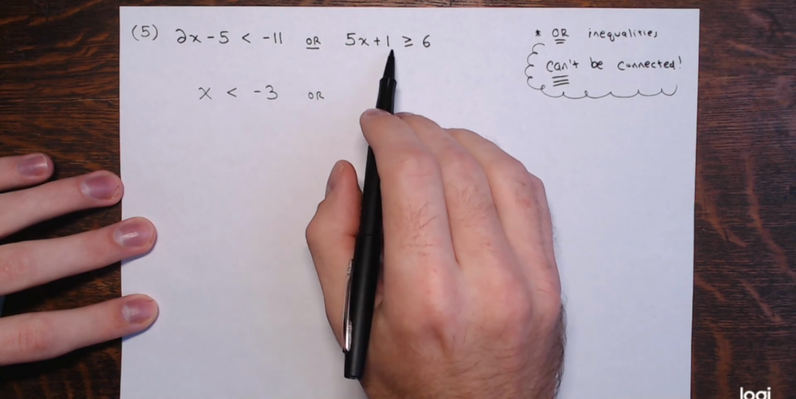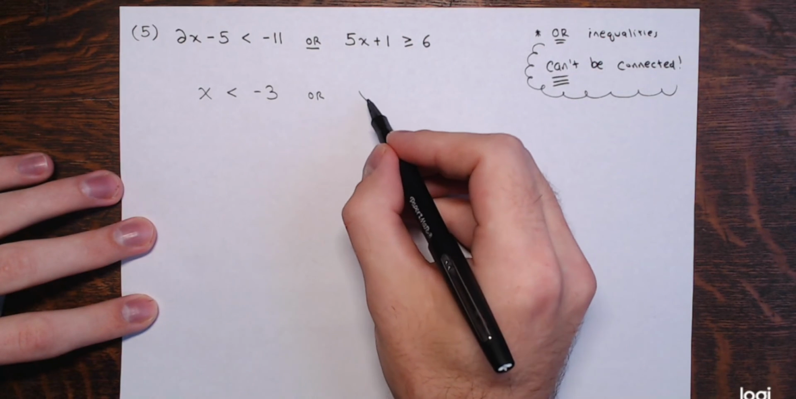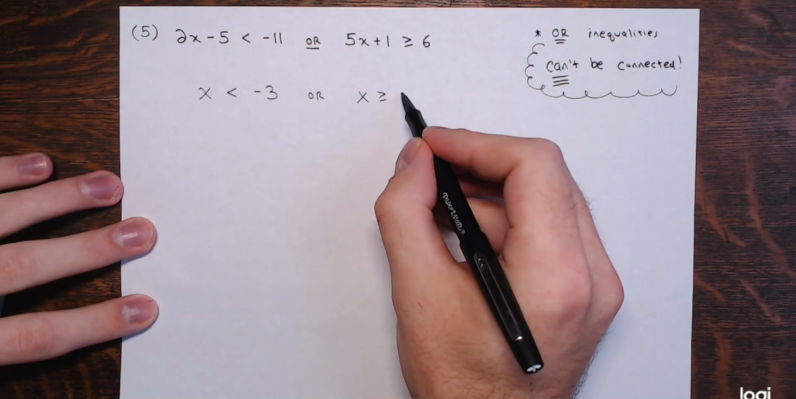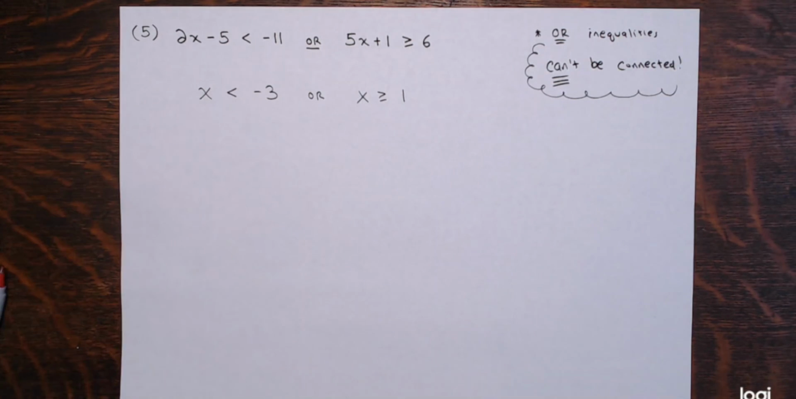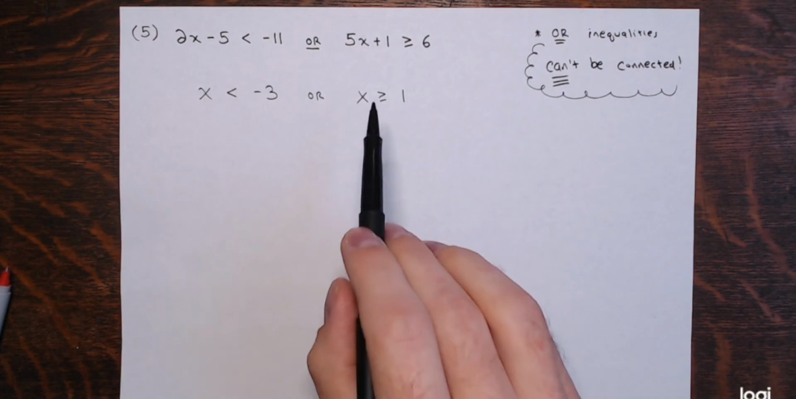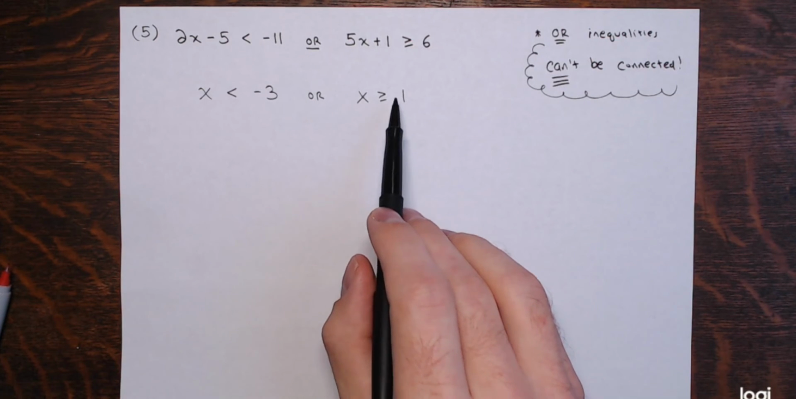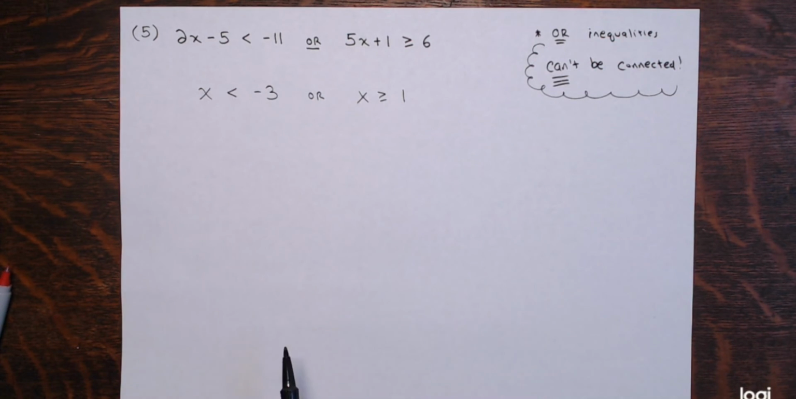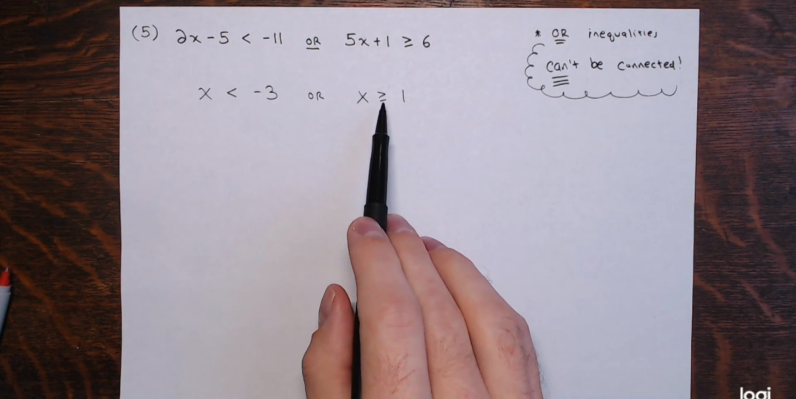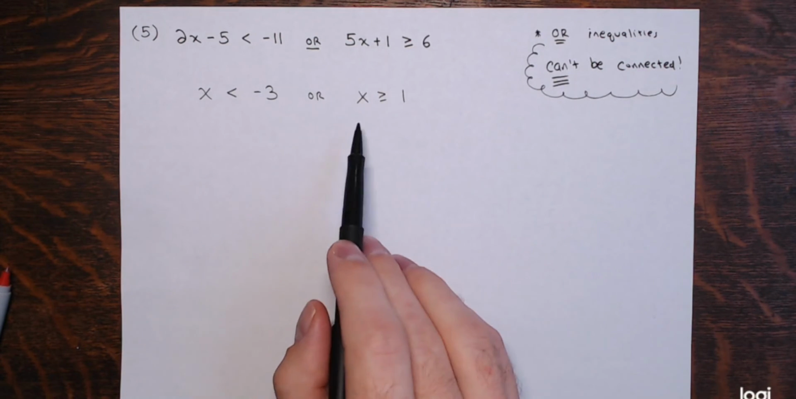Here I would subtract 1 divided by 5. We'd have x is greater than or equal to 1. And all these numbers satisfy that second inequality. And because they satisfy at least one of them, they are also solutions.